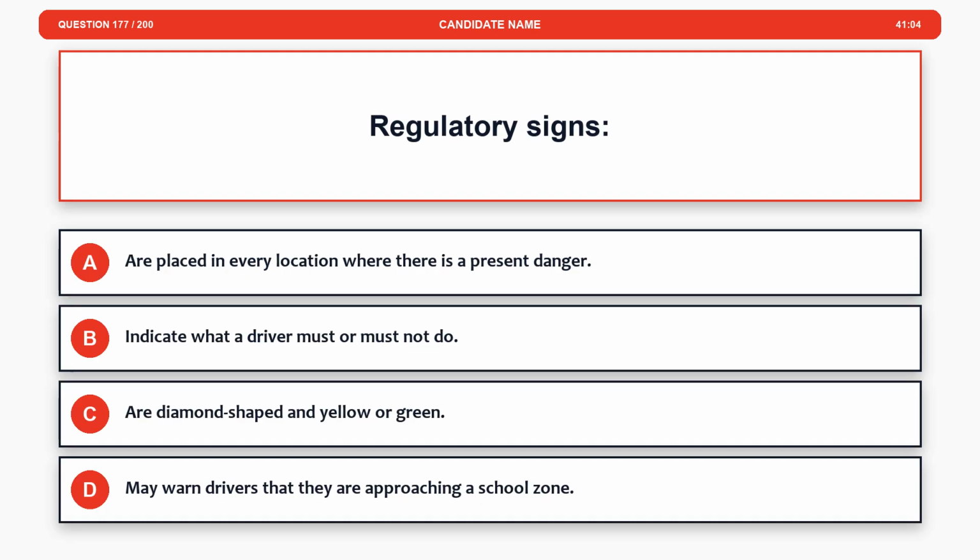Question 177. Regulatory signs. Option A. Are placed in every location where there is a present danger. Option B. Indicate what a driver must or must not do. Option C. Are diamond-shaped in yellow or green. Option D. May warn drivers that they are approaching a school zone.